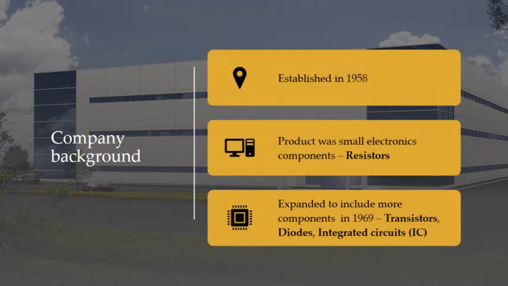ROM Semiconductor is a Japanese company. It was established back in 1958. Back then, the product was just small electronics components like resistors, and in the year 1969, the company expanded into more components such as transistors, diodes, and integrated circuits.